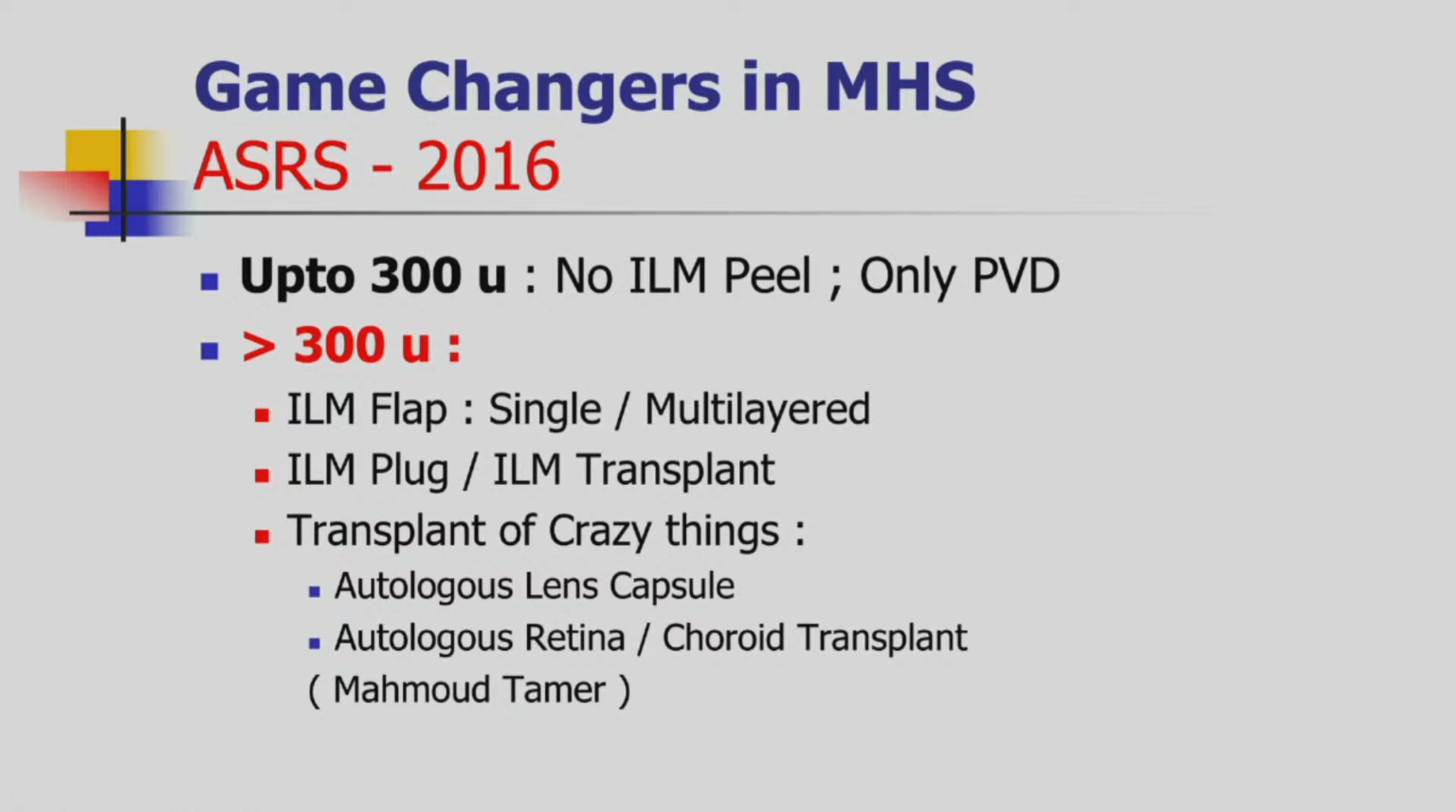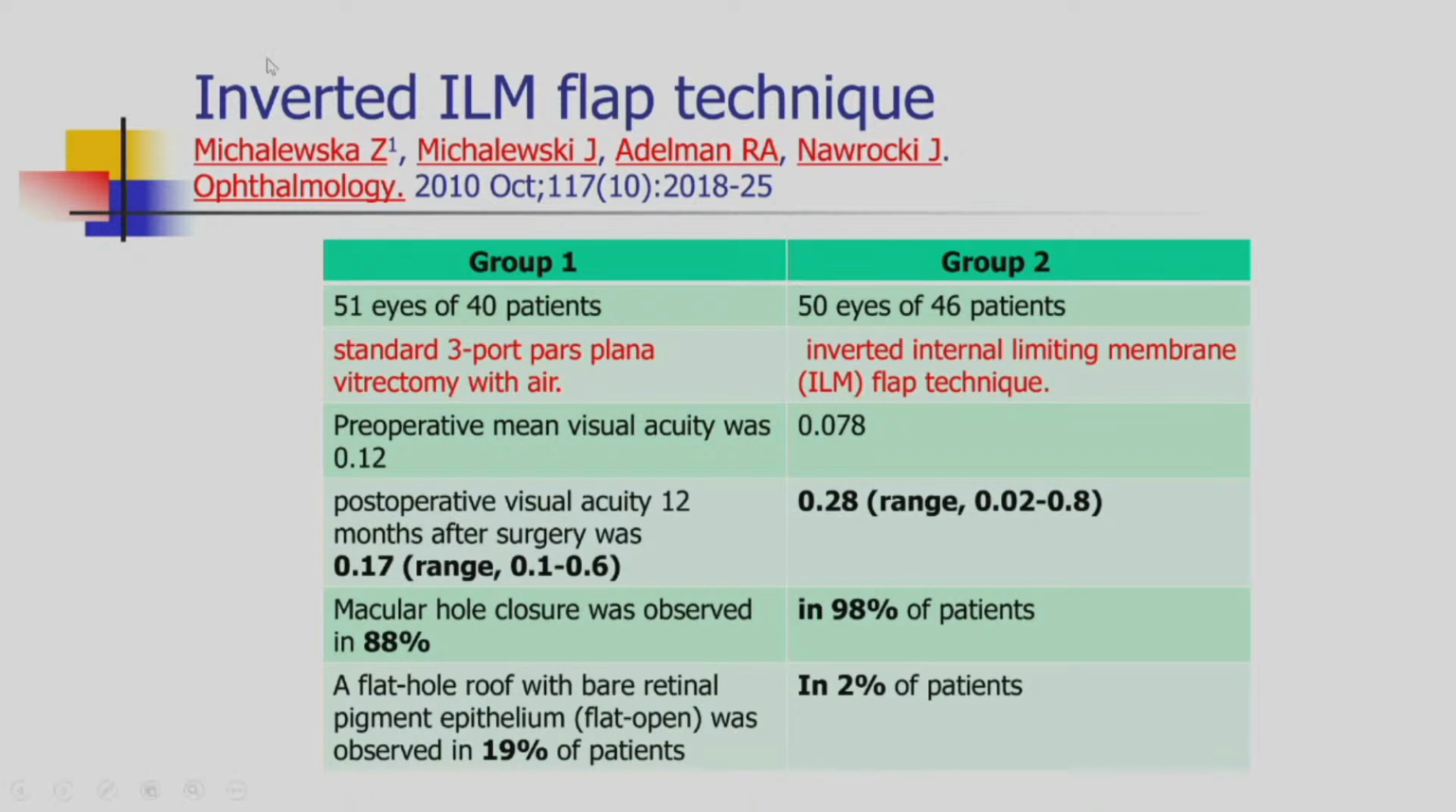2016 was a game changer. Game changer means at this ASRS conference, a lot of presentations were there where ILM flap was talked about. Flap means you don't peel the ILM across the macular hole. And this was the presentation done here by Michalewska, where ILM flap technique was described. And they presented that closure in peel was around 88%, whereas in flap it was 98% closure, which they had seen.